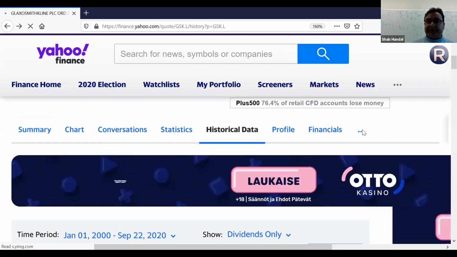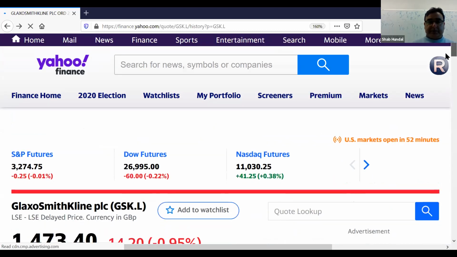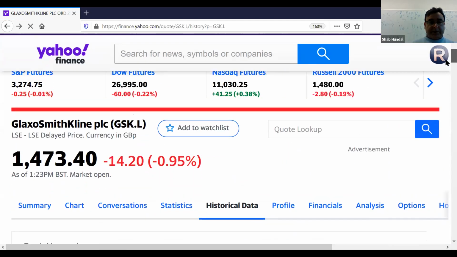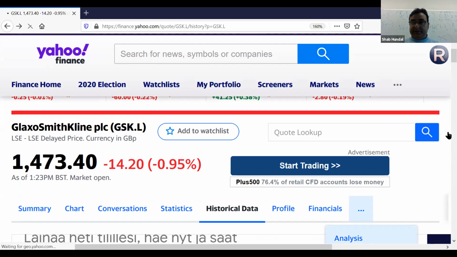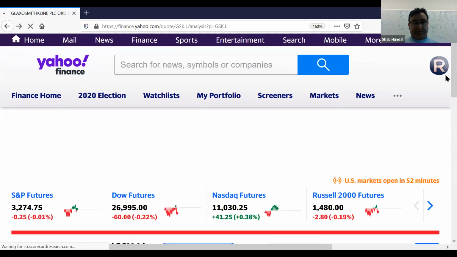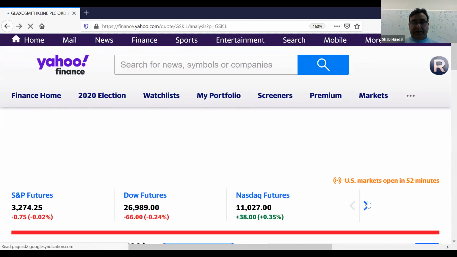GlaxoSmithKline. Ah, it's here. Yeah. Summary chart. Analysis, actually. Yeah, analysis. This is very annoying, to be honest.